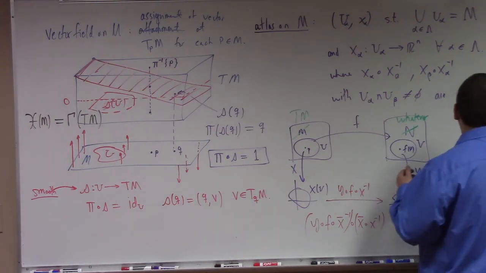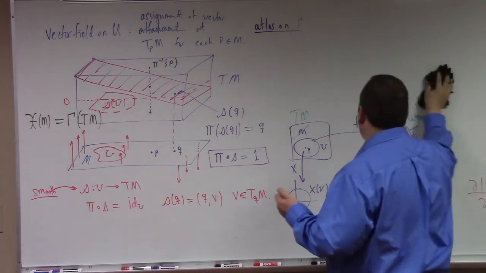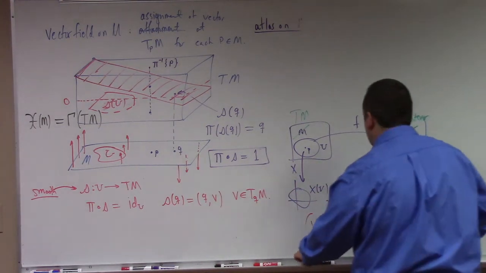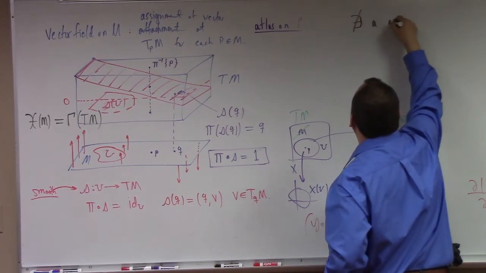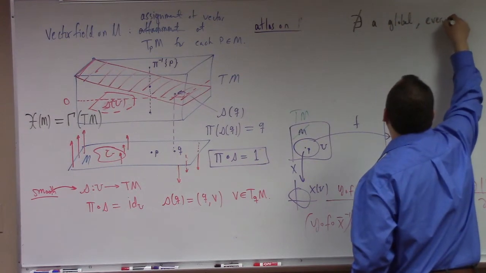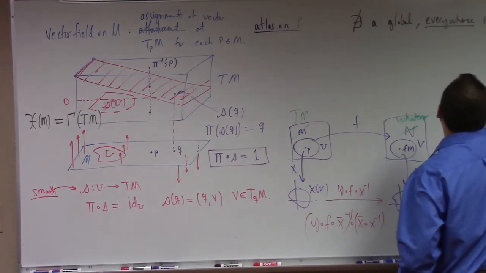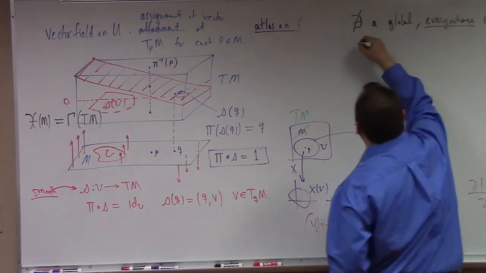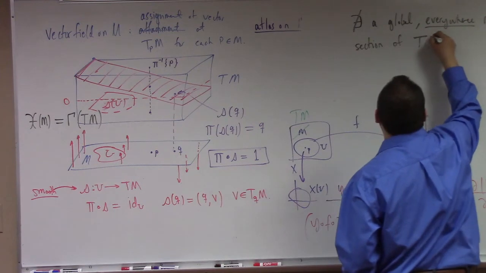A well-known theorem says that there does not exist, and I need to be a little more careful in my language, there does not exist a global, everywhere non-zero section of the tangent bundle to the two-sphere.